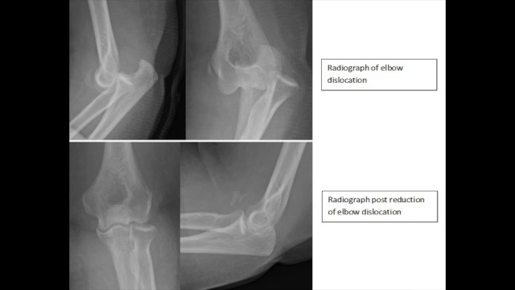Management, stable: emergent reduction with posterior splint at 90 degrees with orthopedic follow-up. Unstable: ORIF. Complications: you must rule out brachial artery, median, ulnar, or radial nerve injuries as well. Loss of terminal extension is the most common sequela. Joint stiffness and contractures if the splint is left on over 3 weeks. Compartment syndrome as well.